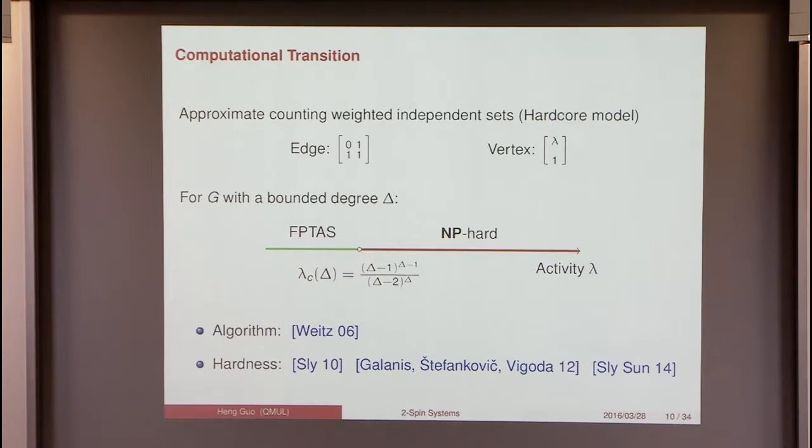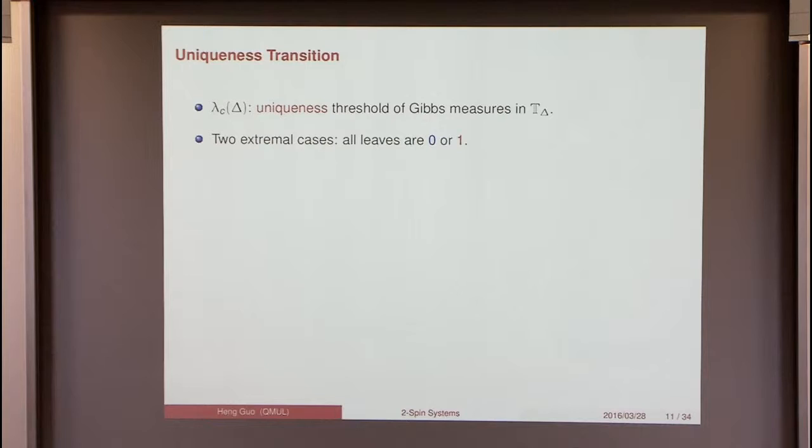Yeah, so next I will explain what this lambda_c is. Andreas has already explained it, but I will explain it more from the algorithmic point of view. This is the uniqueness threshold for Gibbs measures on infinite regular trees, which I denote by T_delta. We consider the influence of the leaves on the root v, and we consider two extremal cases: when all the leaves are zero or all the leaves are one. Any other case will be between these two extremal cases.